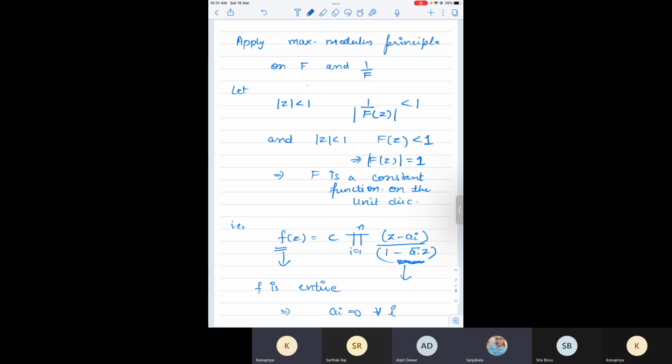Ma'am, yes, mod of F is equal to 1 on mod z equal to 1. How? See, the mod of F will also be at most 1 in the interior and the mod of 1 by F will also be at most 1 at any interior point, because the maxima is attained on the boundary and on the boundary the modulus is 1, of F and also of 1 by F. Now it is strict inequality, then how do we conclude this is equal to 1? Sorry, this is not strict inequality. This is less than or equal to.